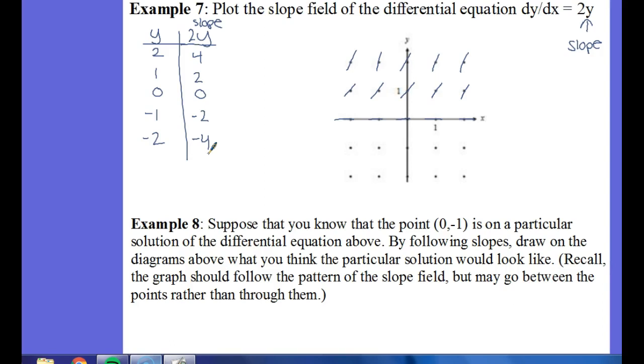So if it helps you to see that as a table, it'd be like plugging in the y. And then again, like we said, the x's don't matter because there are no x's in the slope. So these ones would be the opposite of positive 1. They'd be negative 2. These would be the opposite of positive 2. They'd be negative 4.